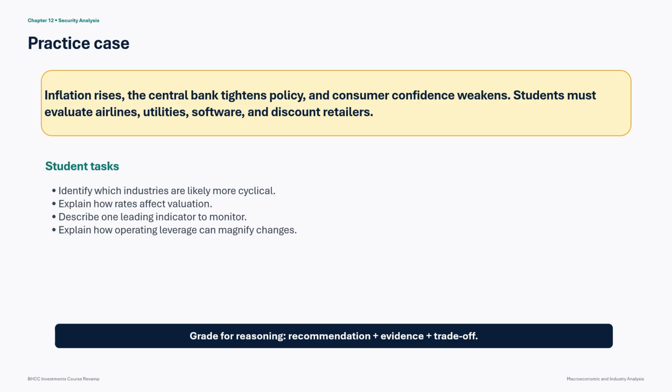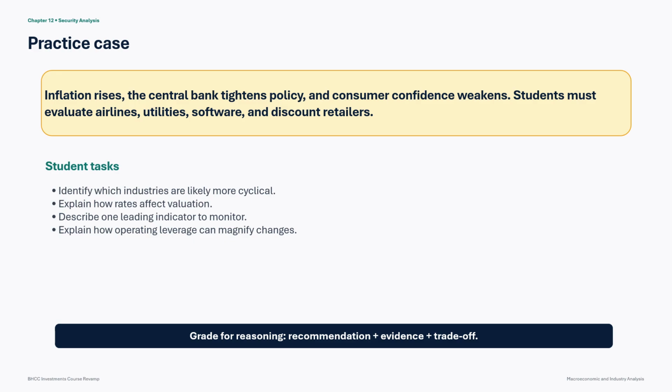Software requires more nuance. A mature software company with recurring mission-critical subscriptions and strong free cash flow may have resilient revenue. A speculative software company dependent on cheap capital and distant profitability may be economically and financially fragile. Higher discount rates reduce the present value of long-dated cash flows, so software valuations can fall even if current revenue remains steady. The label software is too broad to finish the analysis.